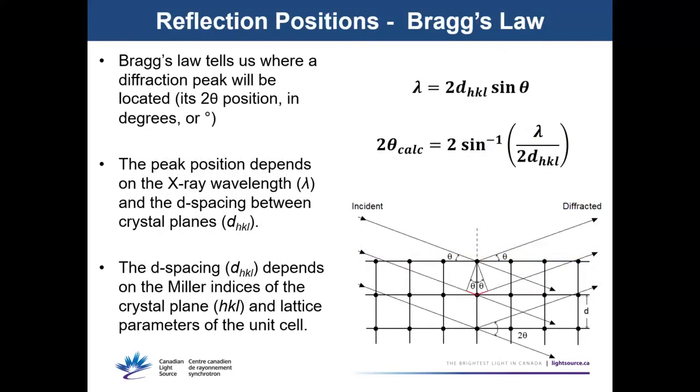We mentioned previously diffraction is an interference effect, and Bragg's law is basically just describing the conditions required for constructive interference between waves from adjacent planes. And if you rearrange Bragg's law, you can see how the calculated 2 theta position depends on the wavelength and on the d-spacing between those crystalline planes. And the d-spacing in turn will depend on the lattice parameters and the Miller indices of the diffracting plane in the crystal.